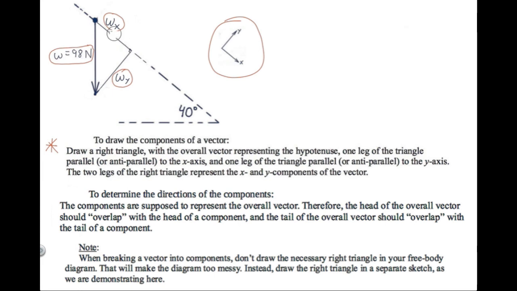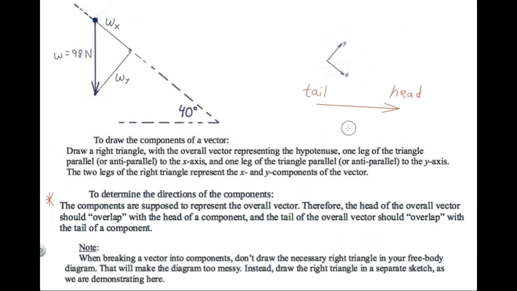Label the sides of the right triangle. This leg is parallel to the x-axis, so this leg represents w sub x. This leg is parallel to the y-axis, so this leg represents w sub y. And the hypotenuse of the right triangle represents the overall weight force vector. Use this rule to determine the directions of the components. The head of the overall vector should overlap with the head of a component, and the tail of the overall vector should overlap with the tail of a component.